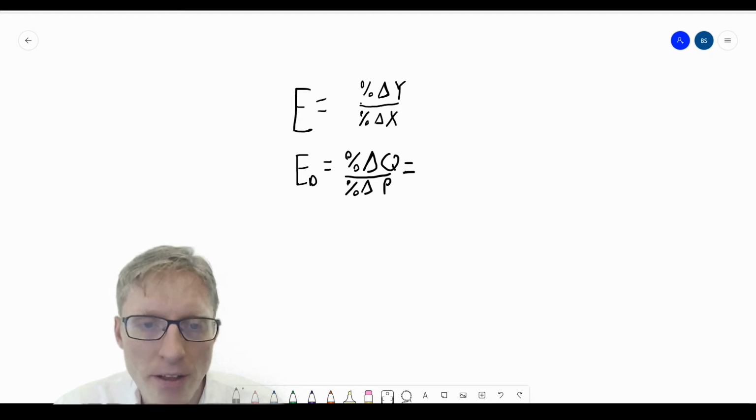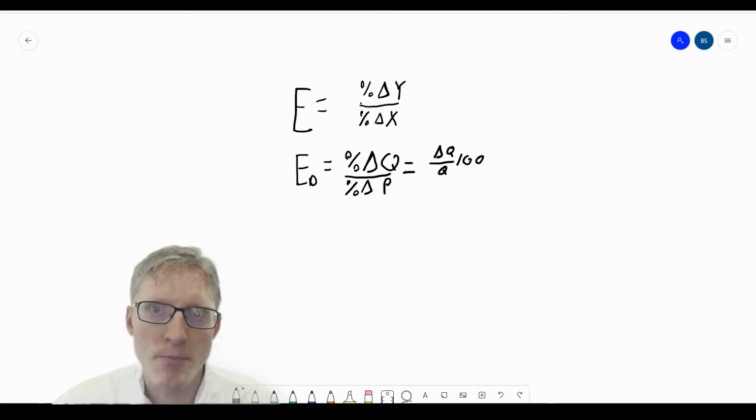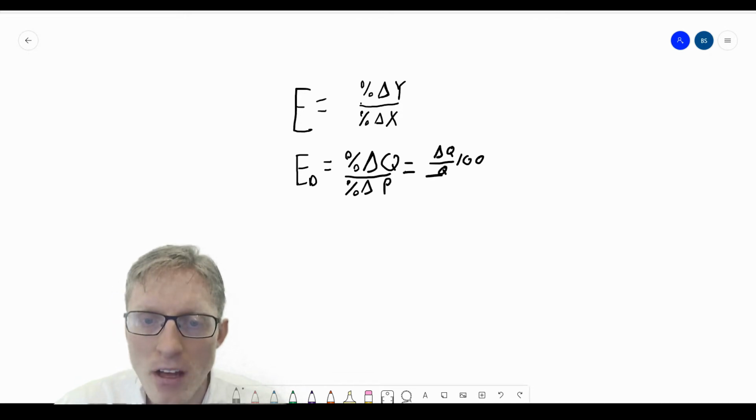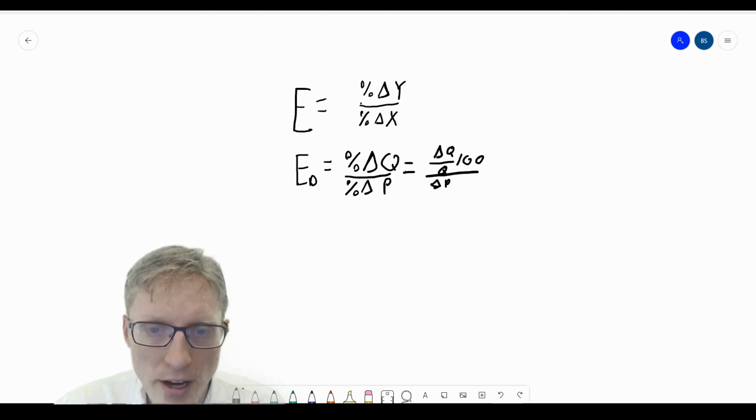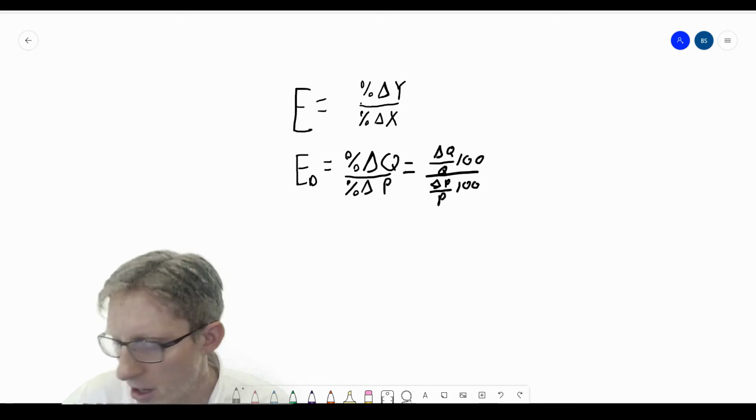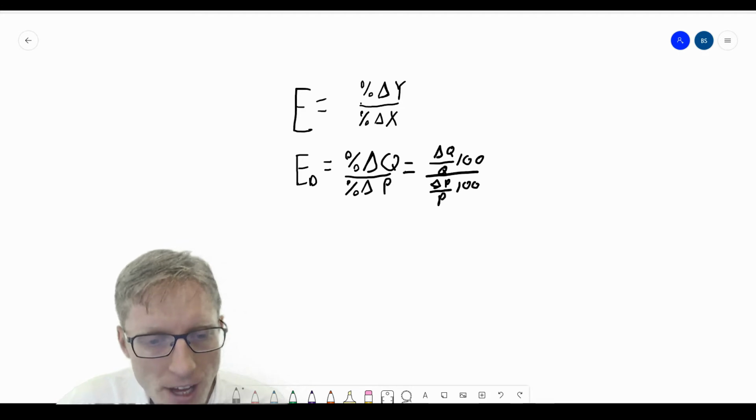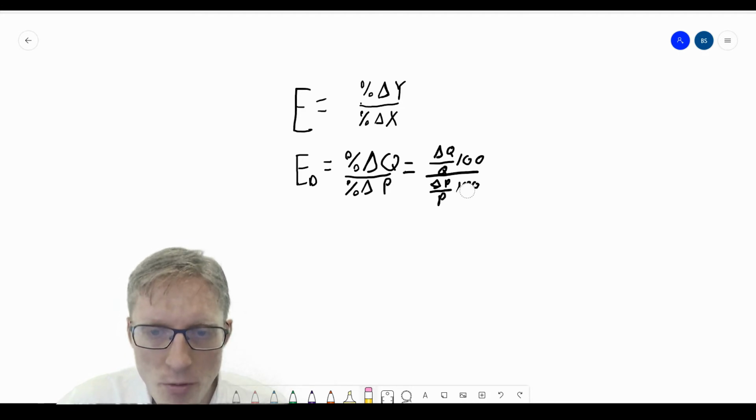Okay. Now we can rewrite this. The percent change is the change in quantity over quantity, and you can multiply this by 100, so that the percent change ranges from 0 to 100 rather than from 0 to 1. And we're going to divide this by the percent change in price, which is just a change in price over the price times 100. Now these 100s, since they appear in the numerator and the denominator, they cancel. So I'm actually just going to remove them from the equation to make it a little bit simpler.